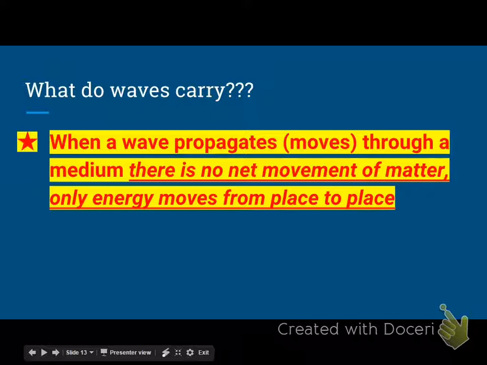And again, can't stress this enough, when a wave propagates or moves through a medium, there's no net movement of matter. We saw that on those previous animations. The medium that the wave is moving through always ends up back where it started. It doesn't end up further down the line. It oscillates back and forth and always returns to where it started, just like with our pendulums swinging back and forth. They always end up back at equilibrium. With our springs oscillating up and down, whatever it happens to be, only the energy gets transferred. Only the energy ends up moving from one place to another.